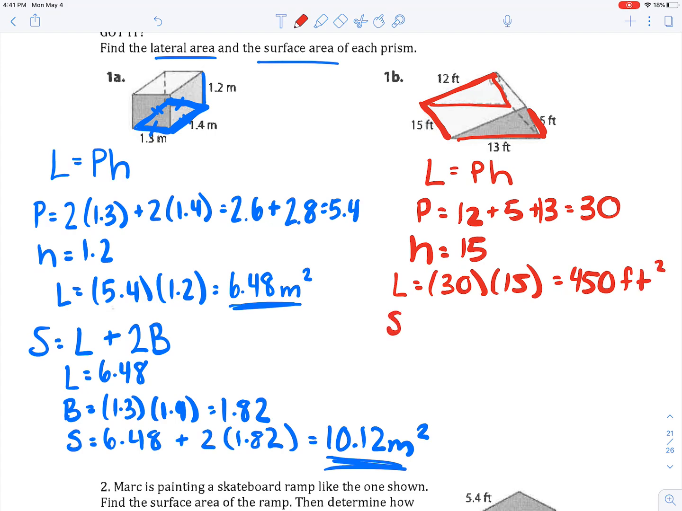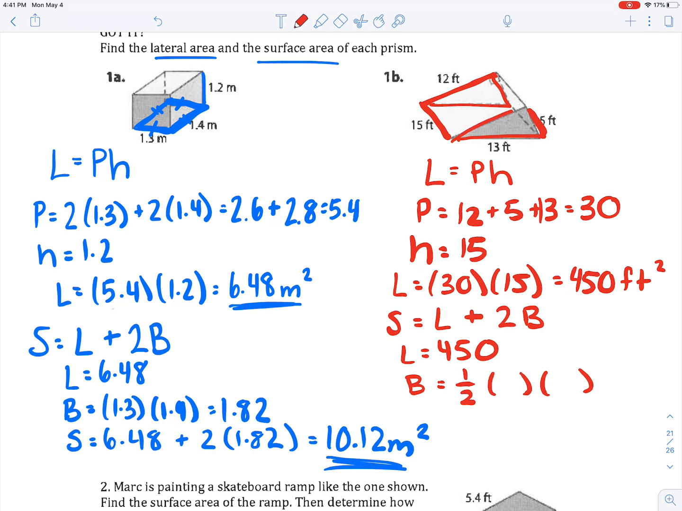Now moving on to surface area. Surface area is the lateral area plus 2 times the area of the base. Lateral area we just found to be 450. Now we need to find our B. Well, the base is a triangle. The area formula for a triangle is 1/2 the base of the triangle times the height of the triangle.